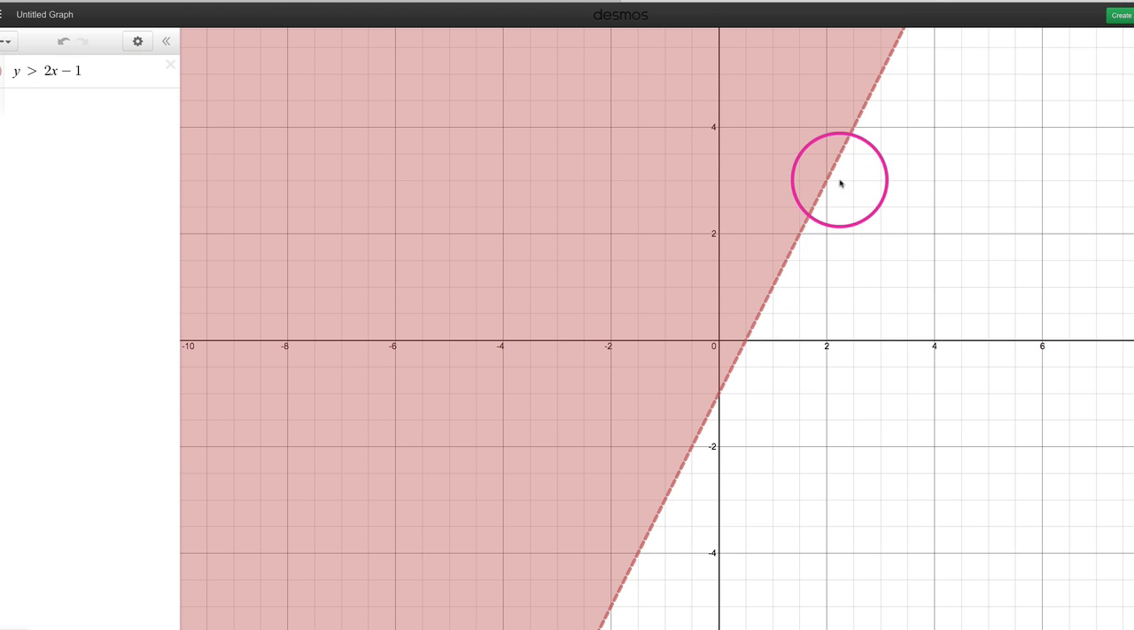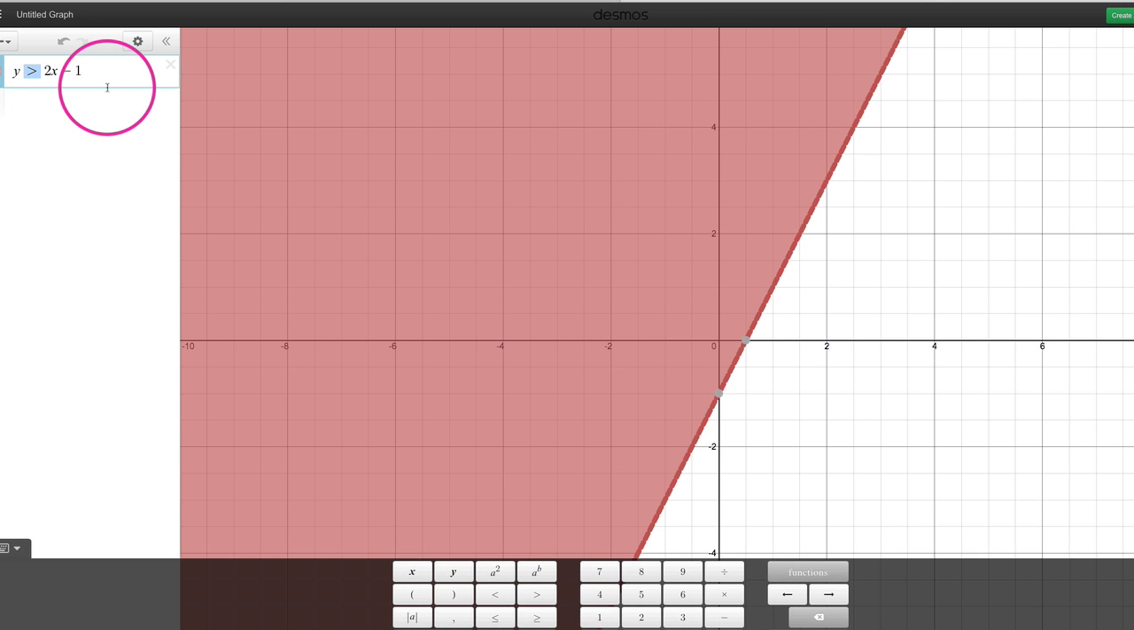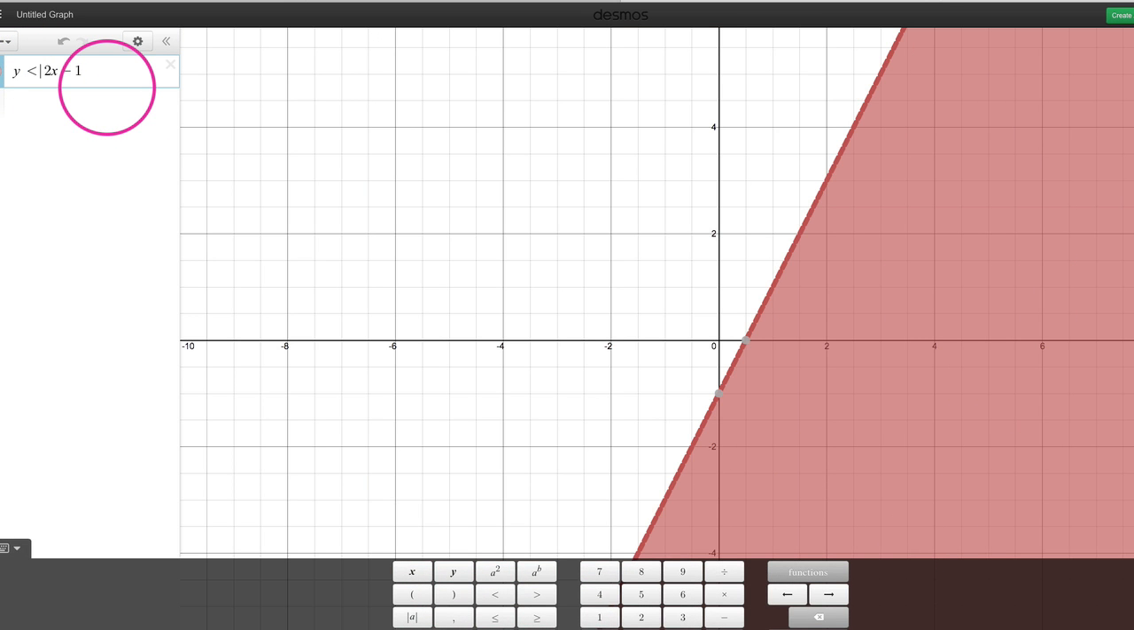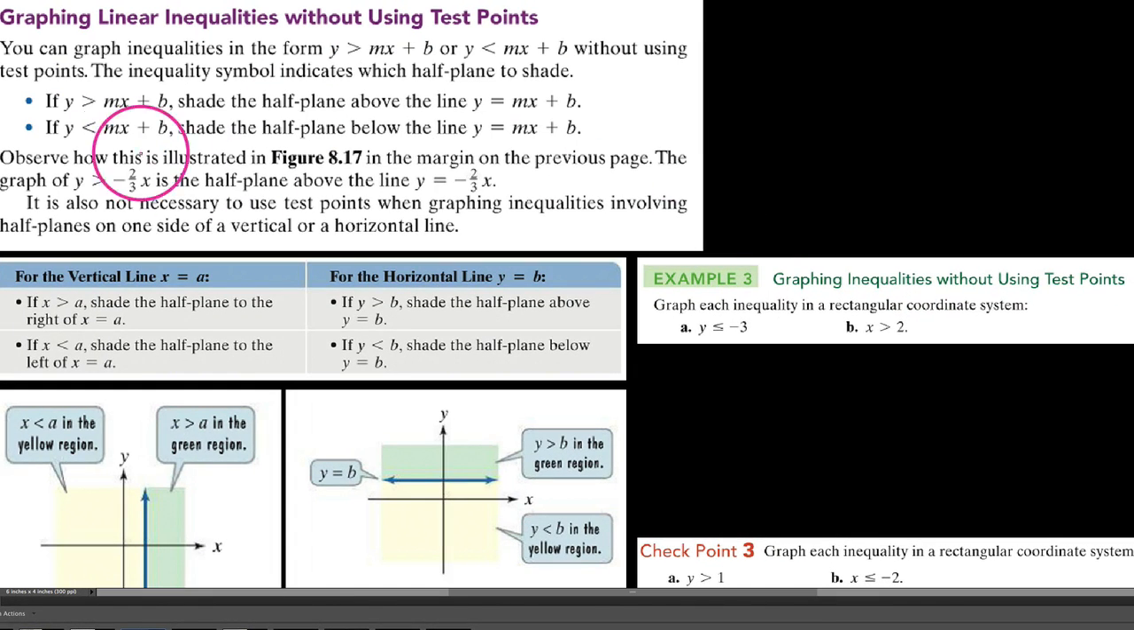First of all, I hope you can see that they put a dotted line here, and it's the same as the line y equals 2x minus 1, but we shaded above. And because that's greater than, we shade above. If this were less than, we would shade below. So that's one thing we want to note here. If it's in slope-intercept form, then we can really kind of cheat and look at this inequality sign to determine whether we shade above or below.